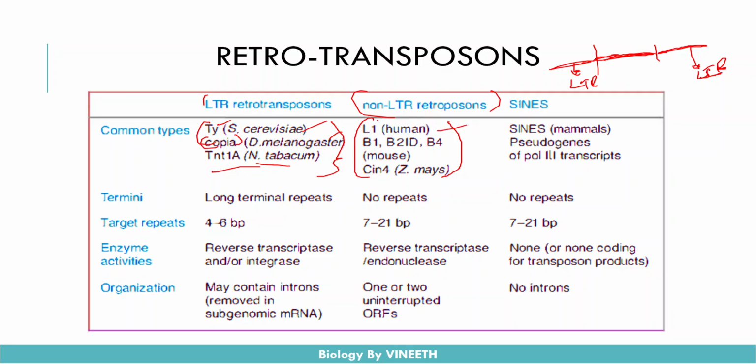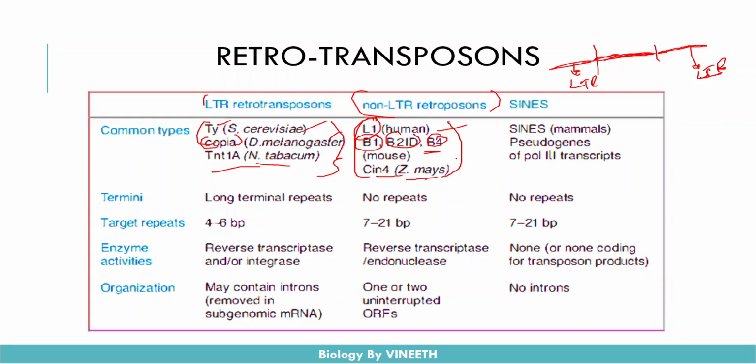Okay, so these L1 sequences majorly belong to the LINE families, the long interspersed nuclear element categories. And we also have the B1, which is found in the mouse. B1, B2, B3, and B4 are also present in the mouse. These are non-LTR retrotransposons. And SINE4 is present in the maize.